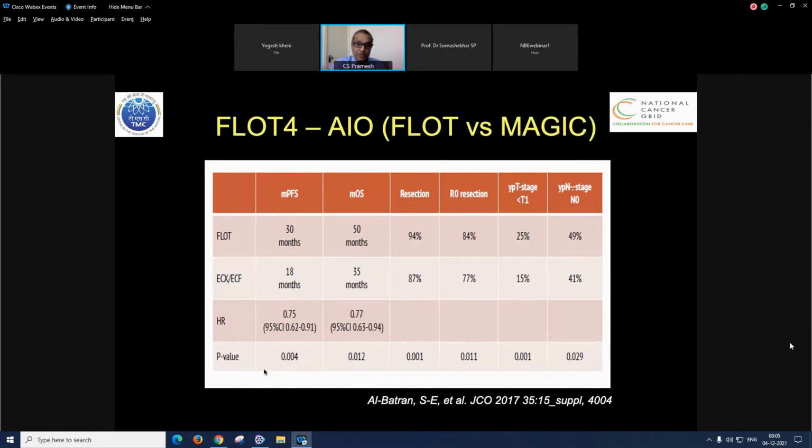And it's important, I'll bring you back to this table a little later in the second talk. What you're seeing here is a significant 12-month difference in progression-free survival, 18 months versus 30 months, superior outcomes with FLOT, and even with overall survival, a 15-month superior survival with FLOT as compared to ECX or ECF. So these are the kind of outcomes that you see with FLOT. And I think currently, at least, with perioperative chemo being the standard of care for junctional adenocarcinomas, FLOT seems to be the ideal chemotherapy regime.